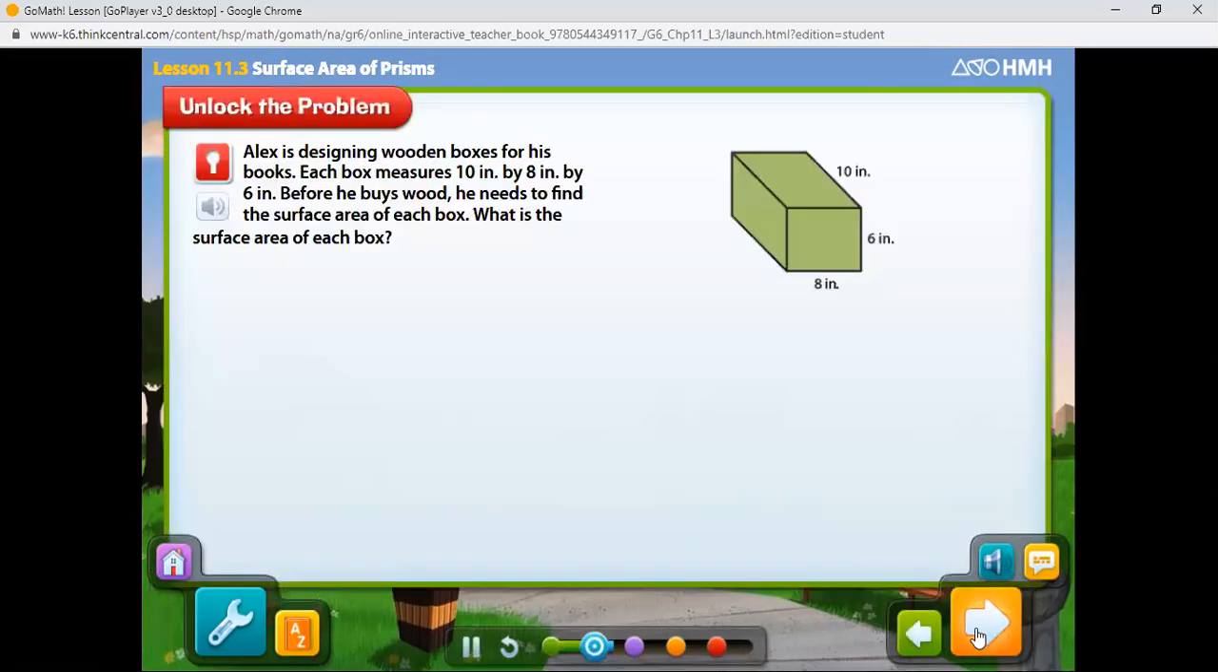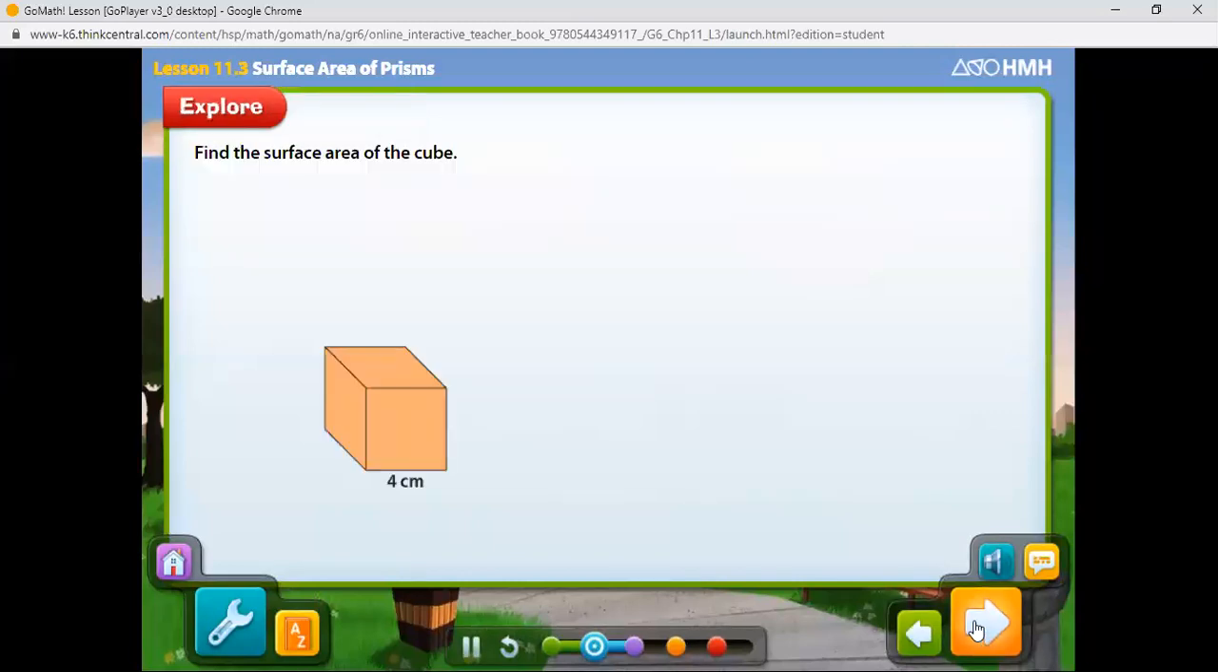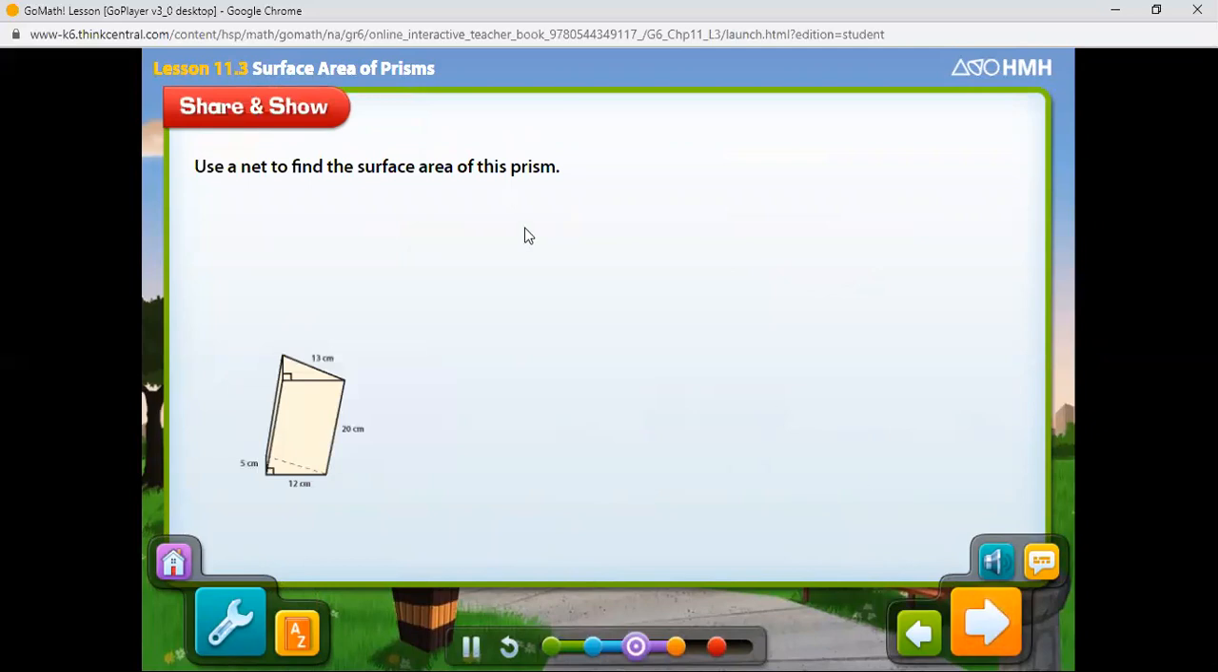Let's explore how to find the surface area of a prism. Let's unlock this problem. You can use a net. Let's explore how you can use a net to find the surface area of this prism.